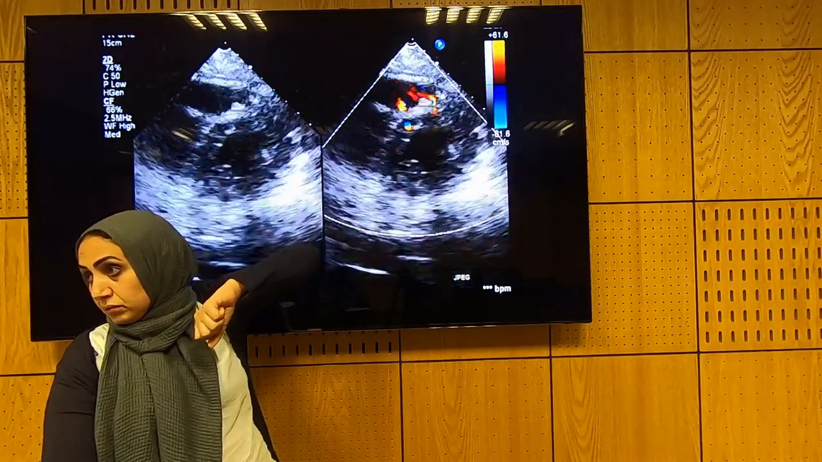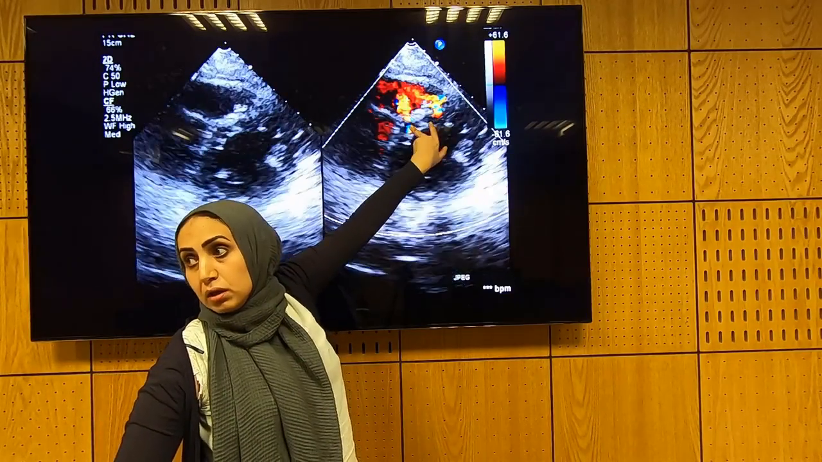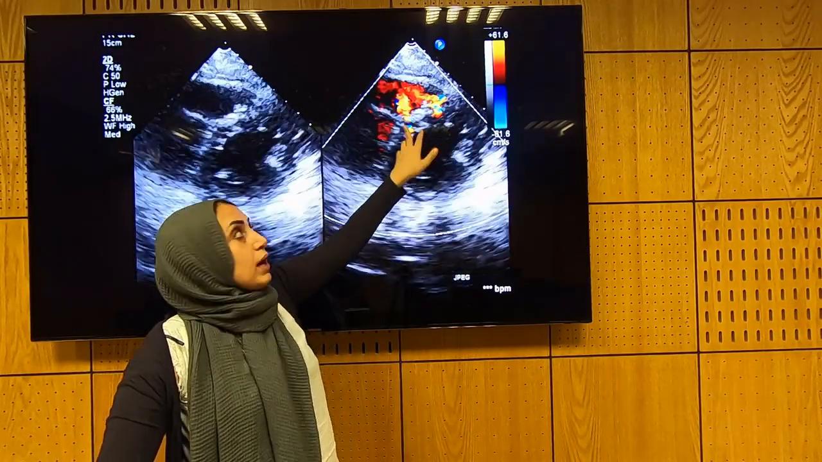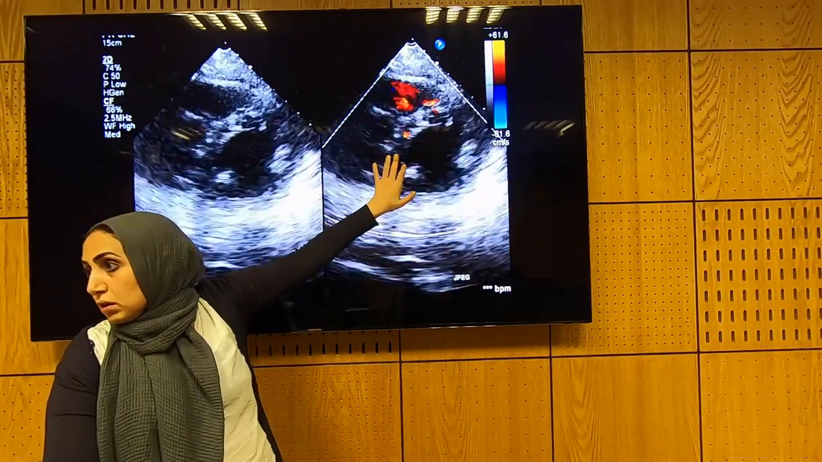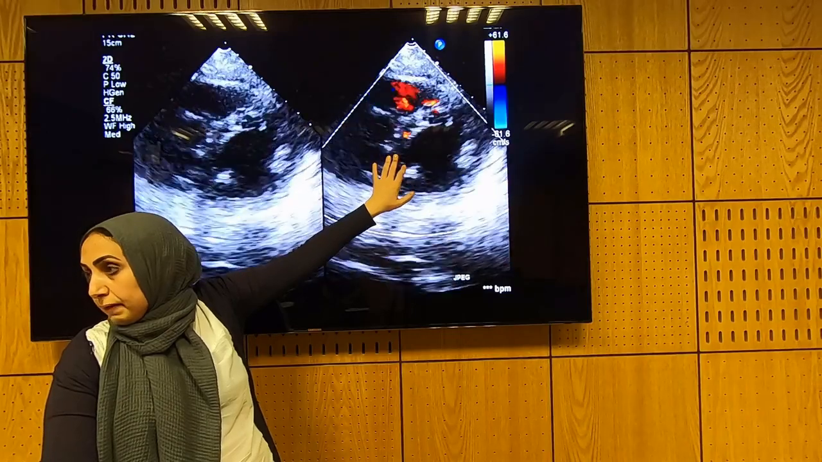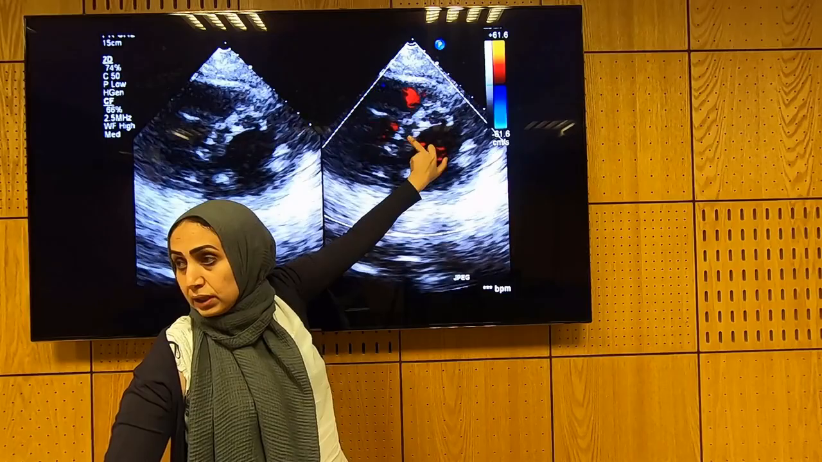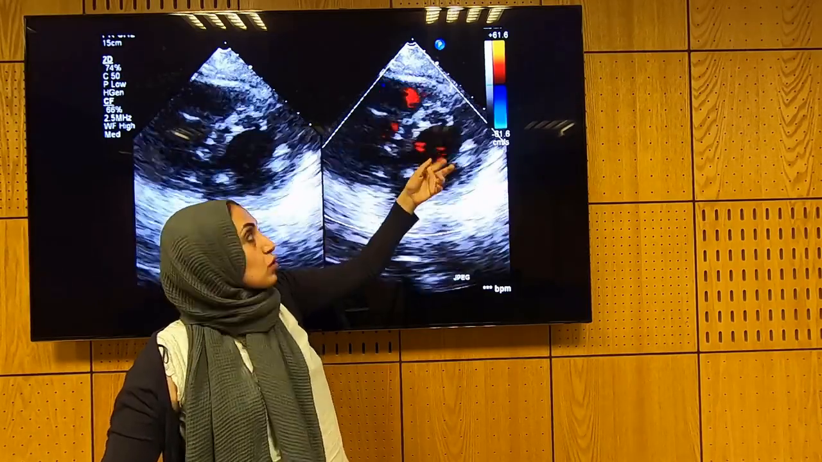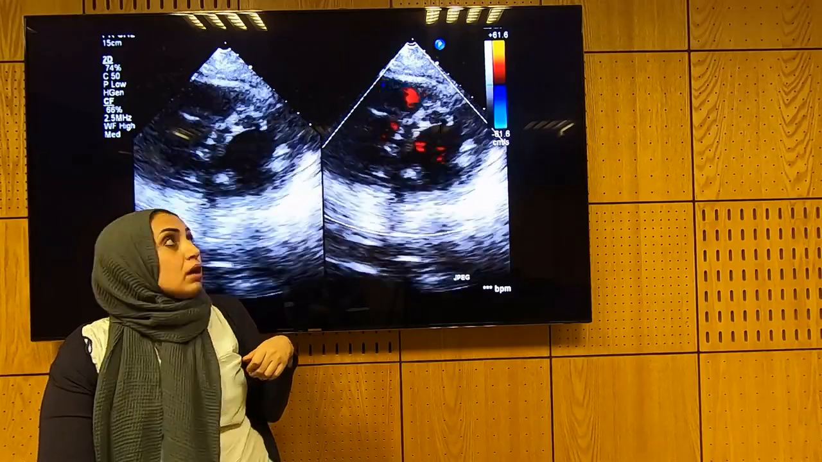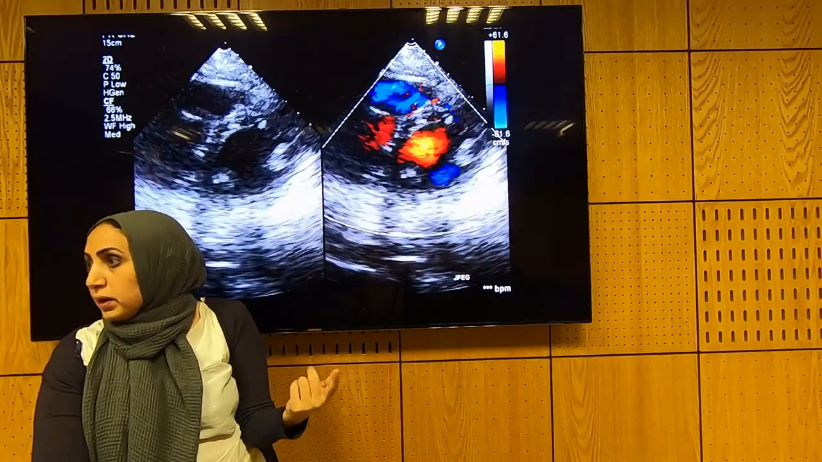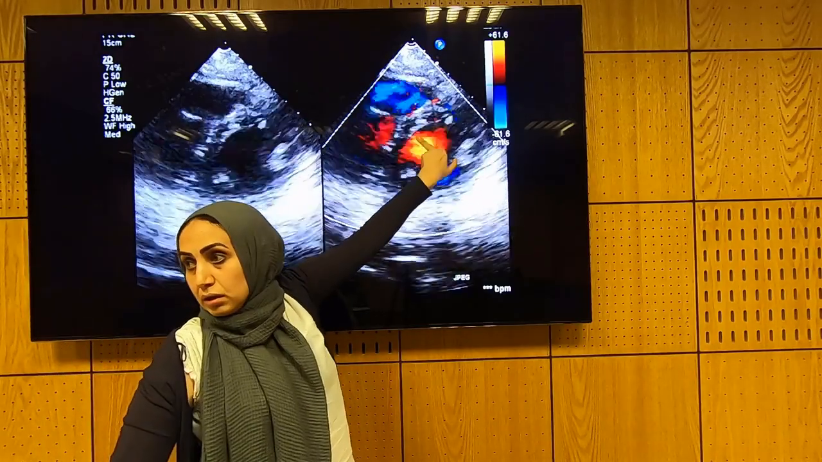Is this normal flow? This is abnormal flow, right? So we have a flow across the septum. Which color code does it have? So it's aliasing, but mostly it is red. So it's going toward the probe or away from the probe? Red is towards the probe. Blue is away from the probe. So this is toward the probe.